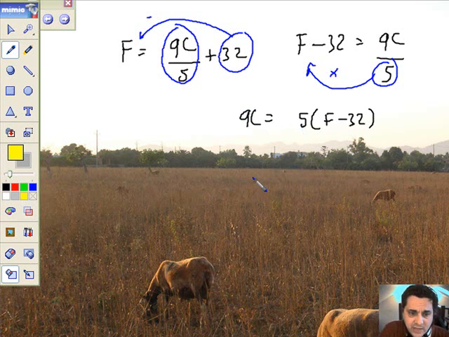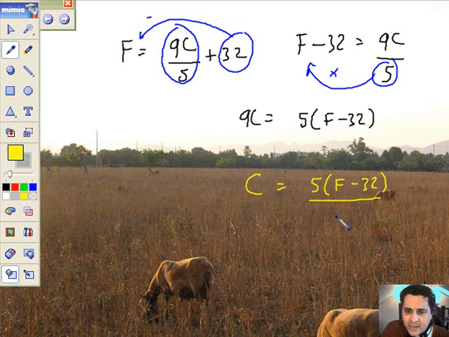So therefore, let's go yellow. To get the C on its own, we're going to go 5 bracket F minus 32, and then divide by 9, because over here we're multiplying, go next door and divide, and there it is. Degrees C equals degrees F minus 32. Get that bit right, multiply by 5, divide by 9.